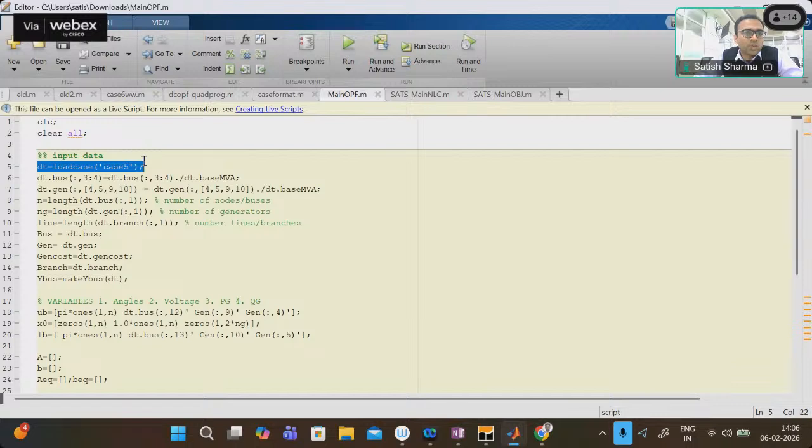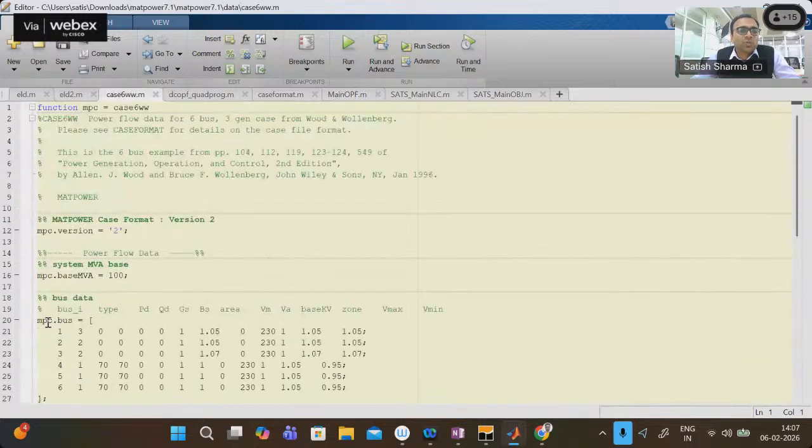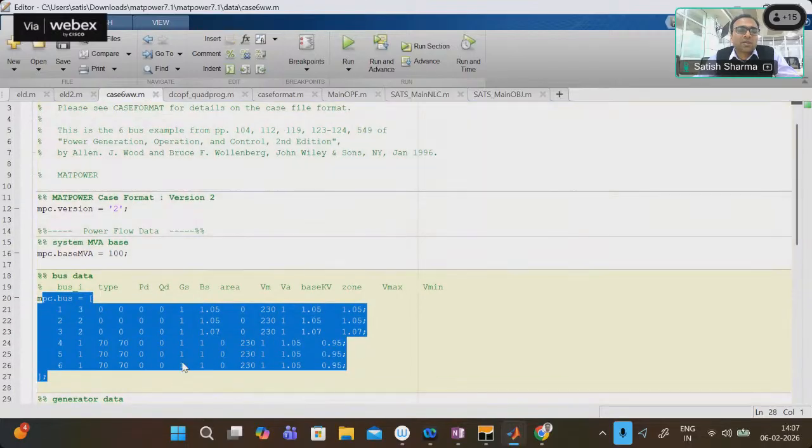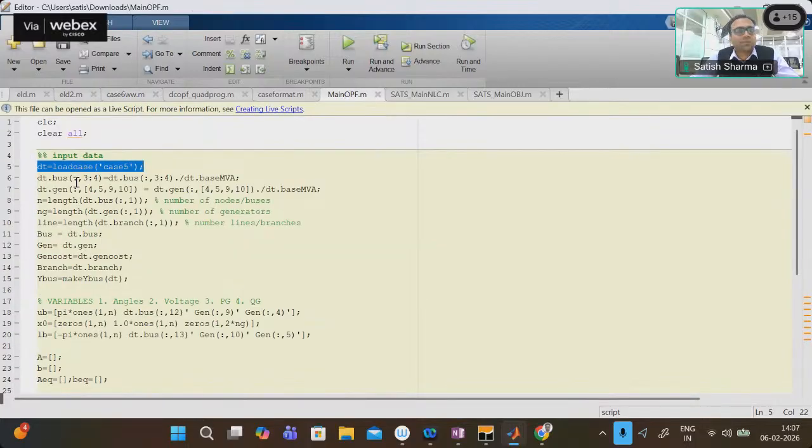This loadcase command will be available from MATPOWER. If you try to run this code, I will share it, you have to install MATPOWER or embed MATPOWER in your MATLAB software. Otherwise this loadcase command will not work. Otherwise, instead of loading this case file, you can open this particular file and copy paste these matrices. The case files only have the data, so you can copy paste it here, and then you don't need this command as well.